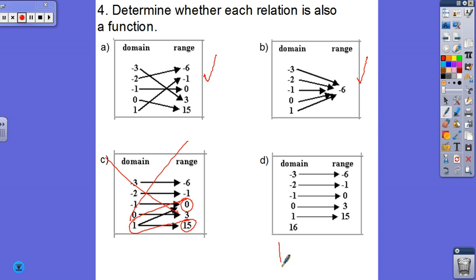And then this one is actually neither a function or a relation. Well, this one's not a function, but it is a relation. This one is neither because 16 is not paired with anything. And remember that the definition of a relation is a set of ordered pairs.